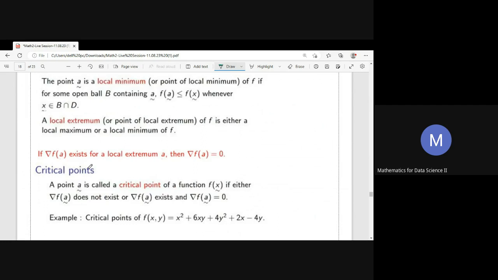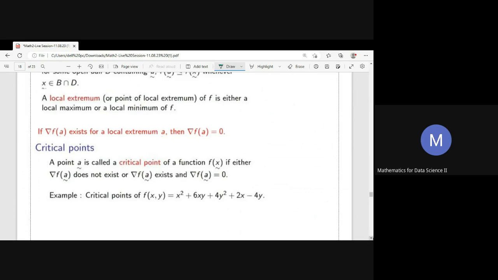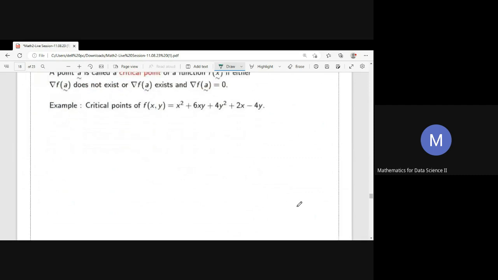Now we come to the definition of a critical point for a multivariable function, exactly the same as in the one variable case. A point A is called a critical point of a function f of x if either del f of A does not exist, or del f of A exists and is equal to 0. In the one variable case, either the derivative does not exist or the derivative at the point is 0. Here, instead of the derivative, we have the gradient. Now, for this function, how do we find the critical points of f of x comma y?